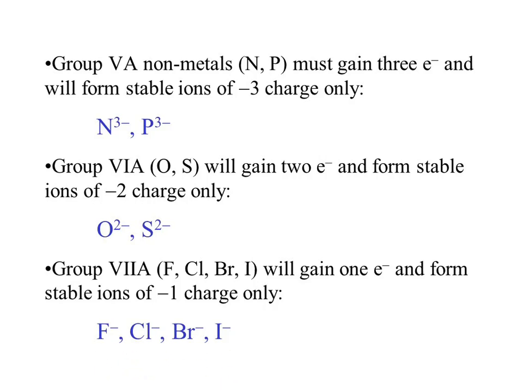And last but not least are our halogens, our 7A elements. 7A means they have 7 valence electrons, so they're 1 electron away from getting a complete octet. So that's why they form a -1 charge. These are halogens. I love the halogens.